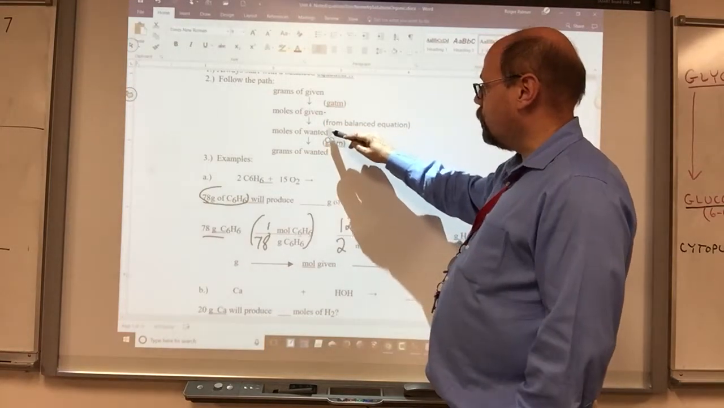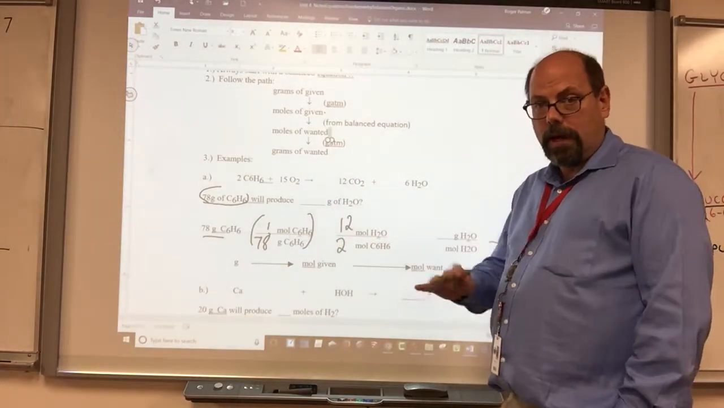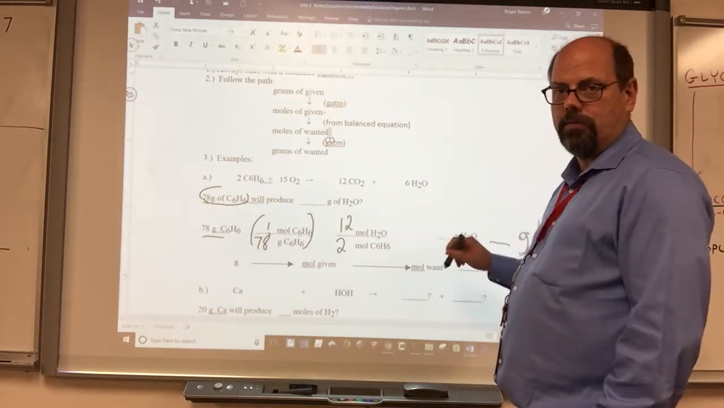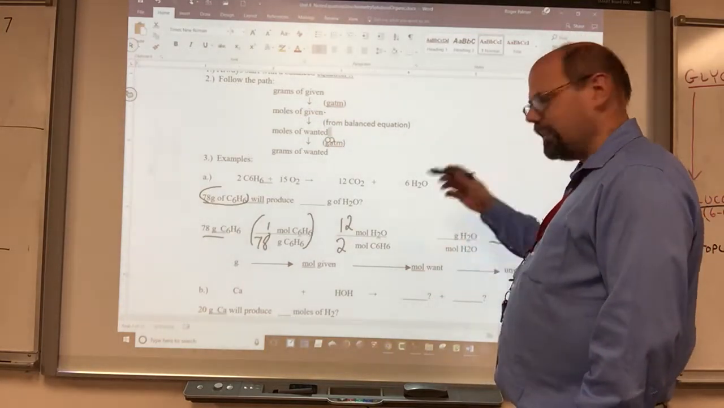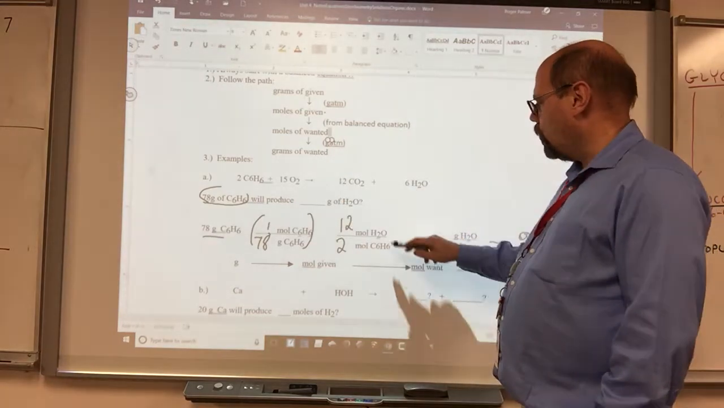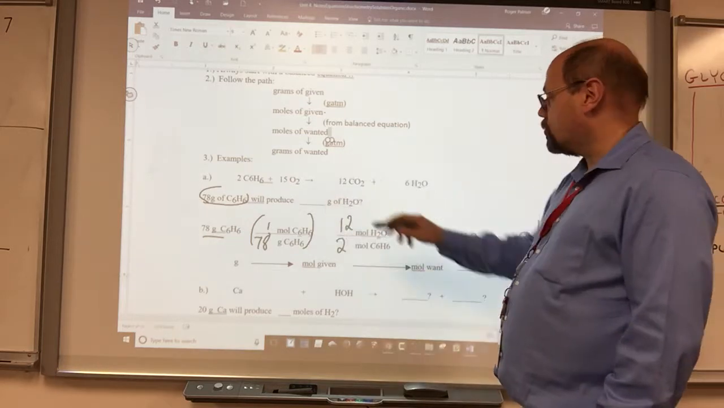The last step, I'm going to go from moles of water to grams of water. Now, all the problems I'm going to have you do are going to be this step-by-step process from grams of given to grams of the end material, so that you get the hang of this process. All right? So I've got 12 moles of water. That moles of water has to go on the bottom, and you're going to change it to what's being asked for, which is grams of water.